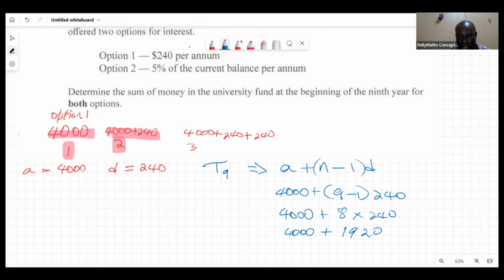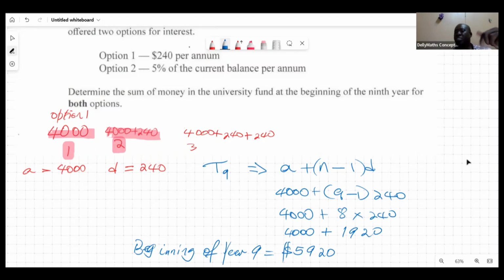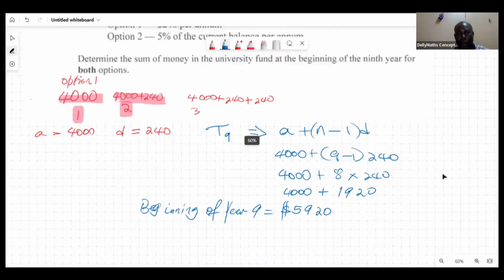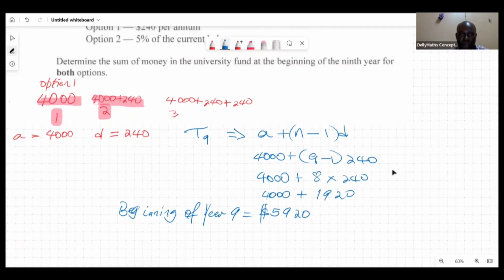So my response here is that $5,920 would have been at the beginning, not the end. It's going to be the beginning of year 9. So at the beginning of year 9, I have 5,920, which means that this happened at the ending of the 8th year, but it still goes over into the beginning of year 9. All right, let us look at the other one now.